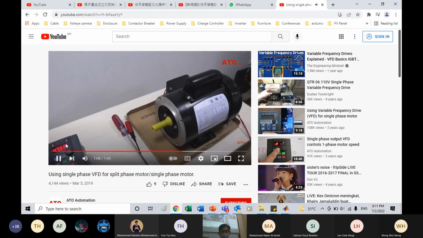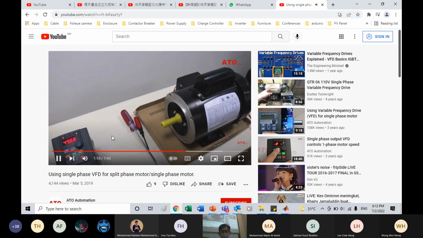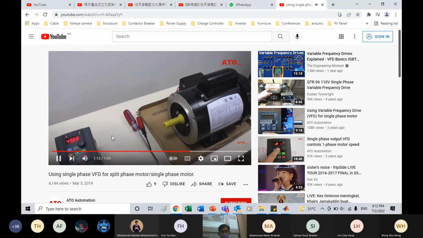So you can see that it's running at 49.5 Hz frequency. Now you can see it's getting slower as the frequency reduces. So we change the frequency, turn off. Now you can see turn on and rotate.